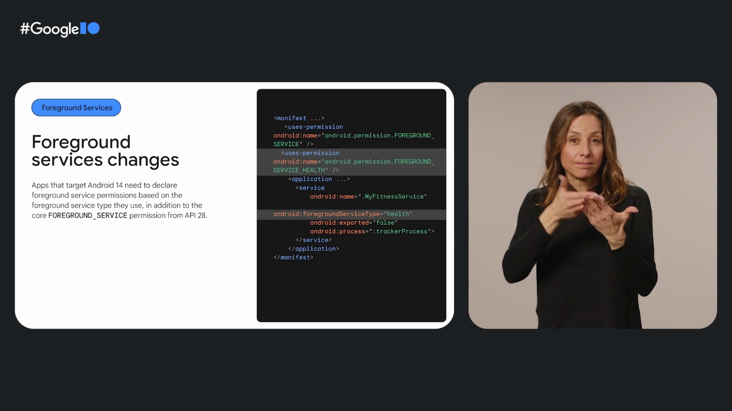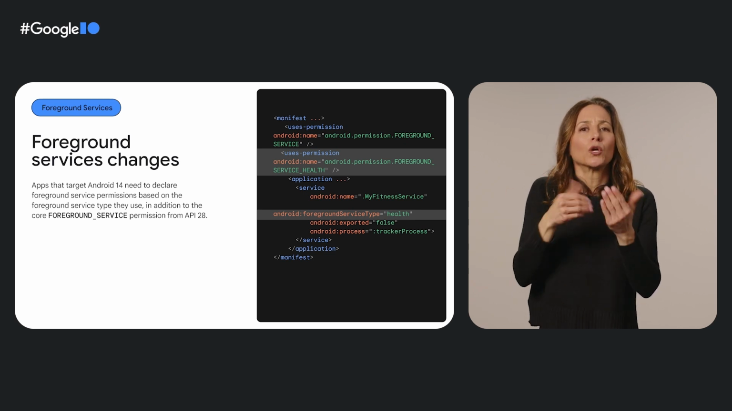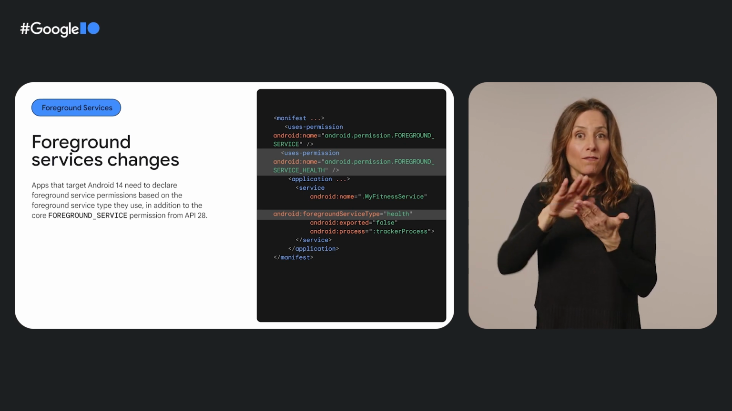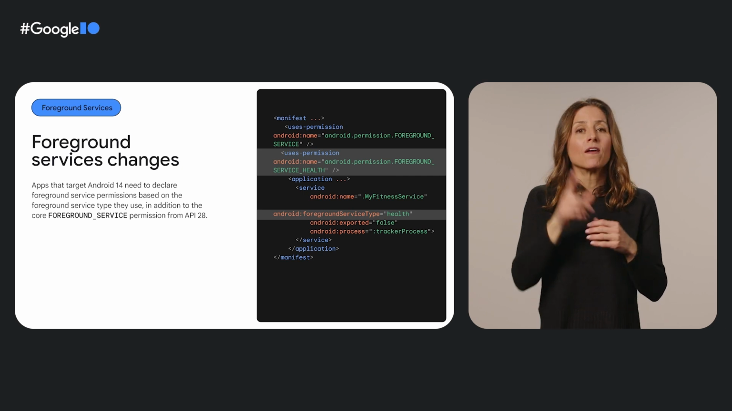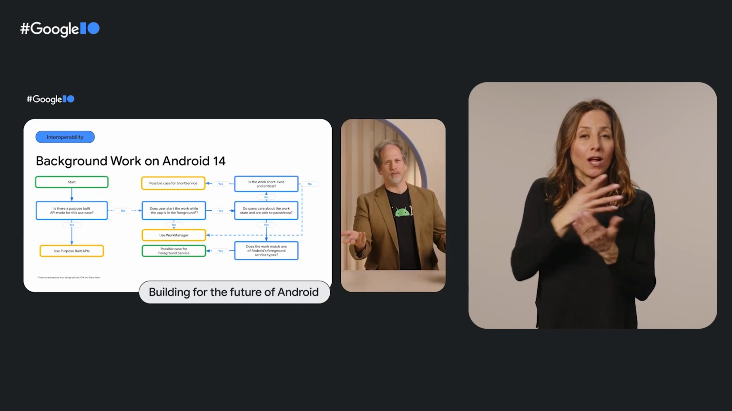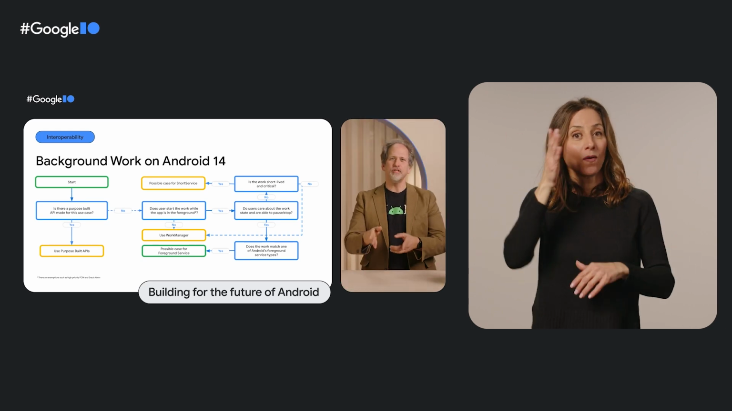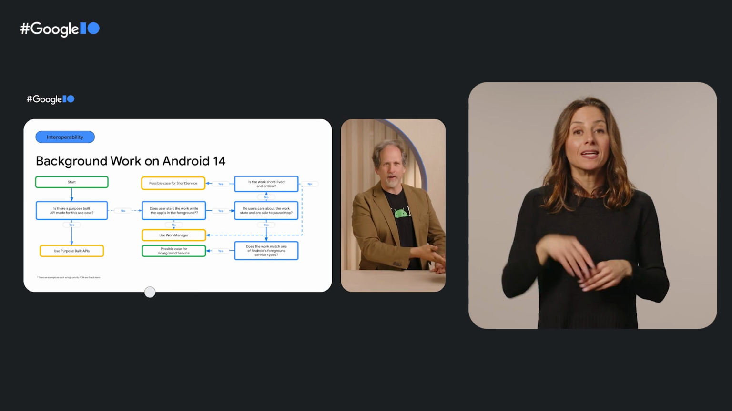Specifying Foreground service types helps clarify supported Foreground service use cases. Here's how you add the new type-specific permissions and required Foreground service type in your manifest. For more on running in the background, including the complete list of Foreground service permissions and types, check out the Building for the Future of Android talk.